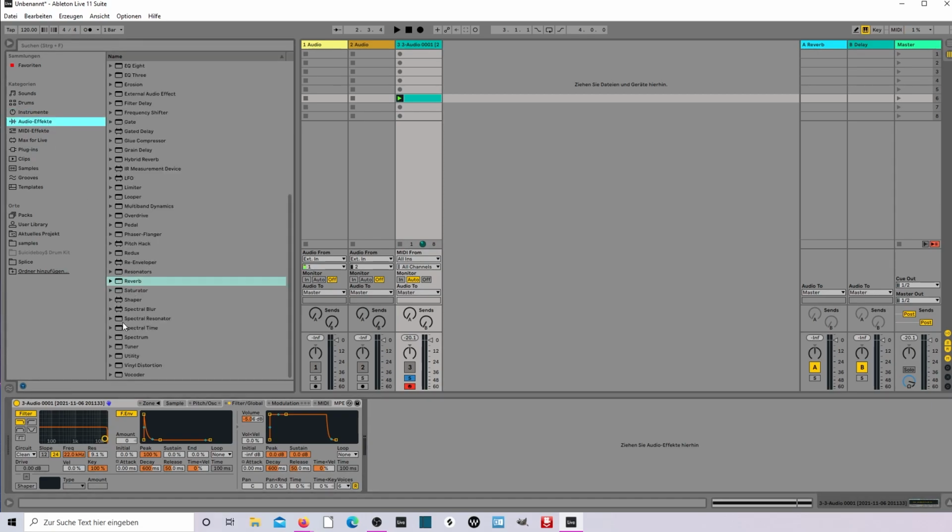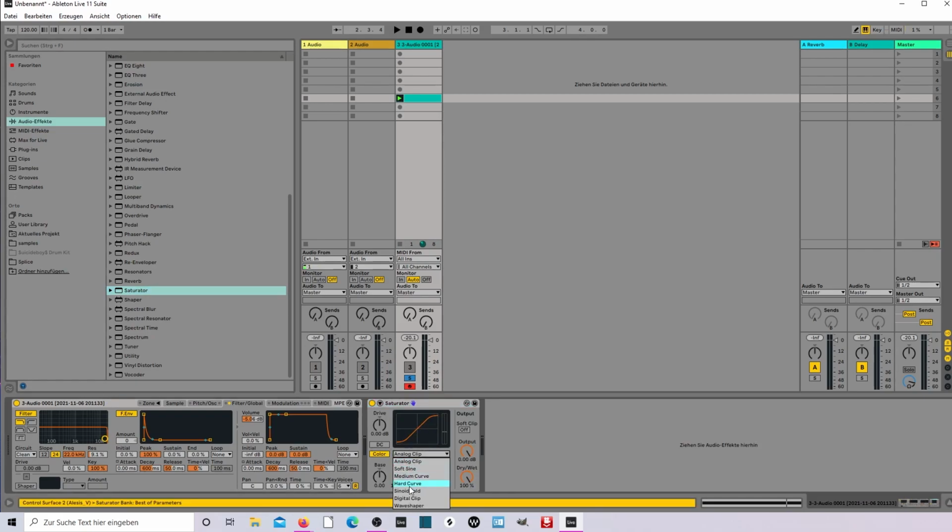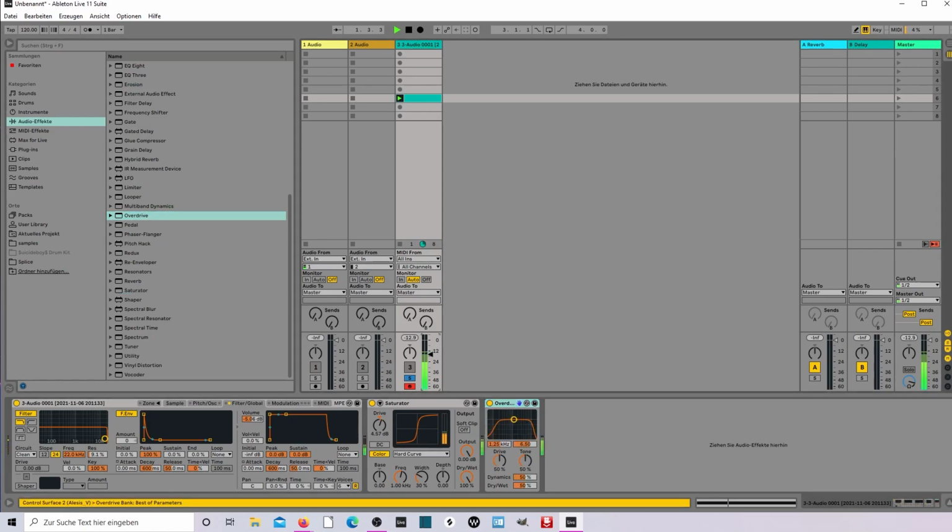And now we put a saturator on it. Make some hard curve, drive up, a little bit down. This is my monster voice. So, now we're gonna take the overdrive. This is my monster voice.